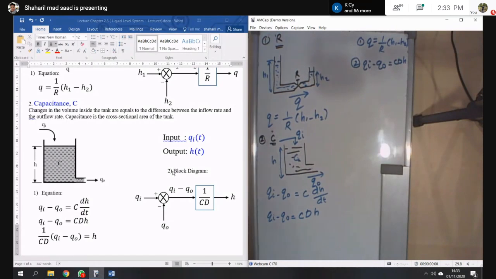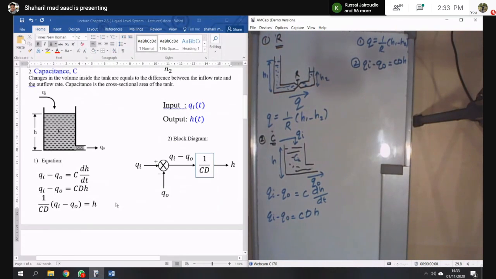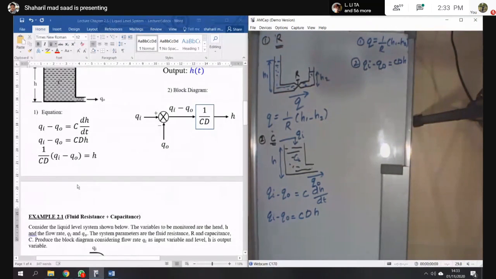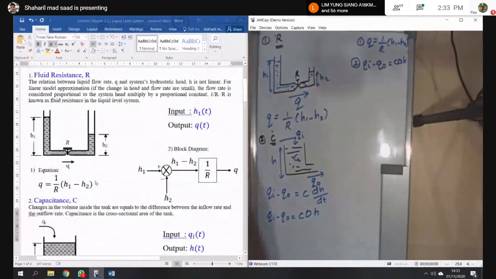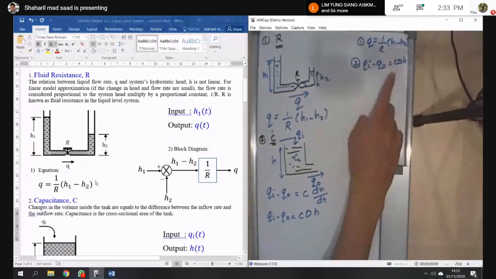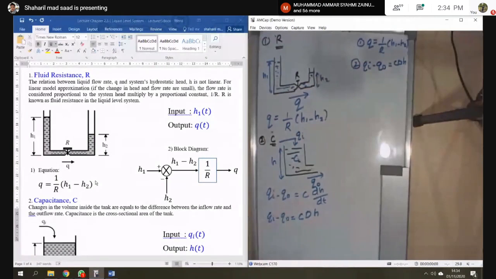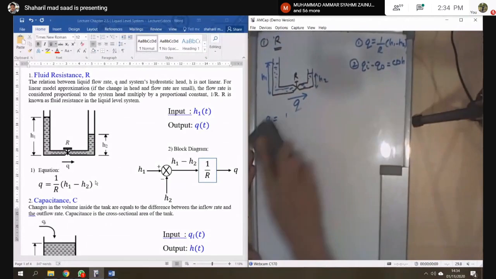Of course, if you want to find the output H, you can rearrange the equation. So in the liquid level system, there are only two equations: one is the resistance, and one is the capacitance. So that's it for the liquid level system.